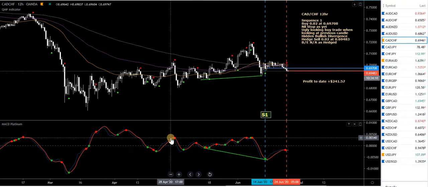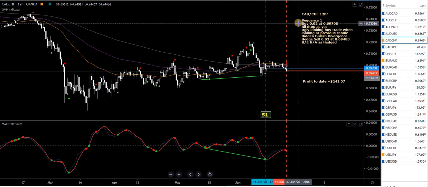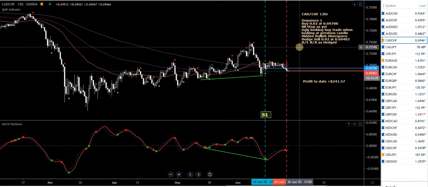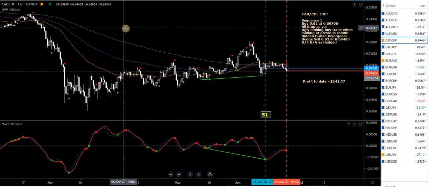Now, like I always say, if you can't understand me, English is not your strong language, or I'm talking too fast, just pause the video, read my notes. So I've always got plenty of notes on the chart and they match with the trades. So this is my setup.